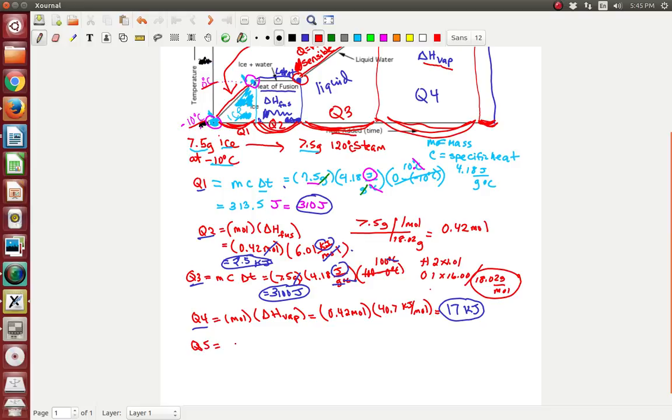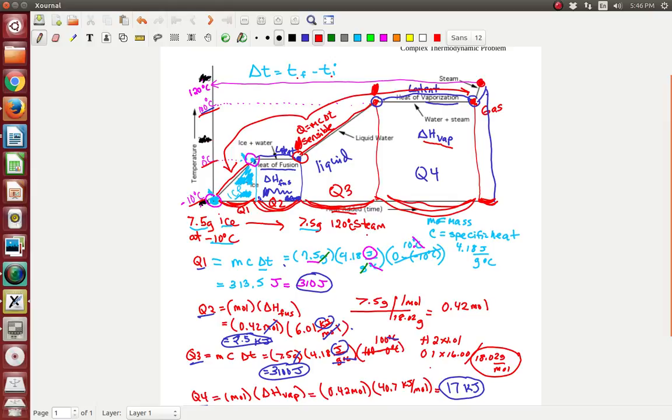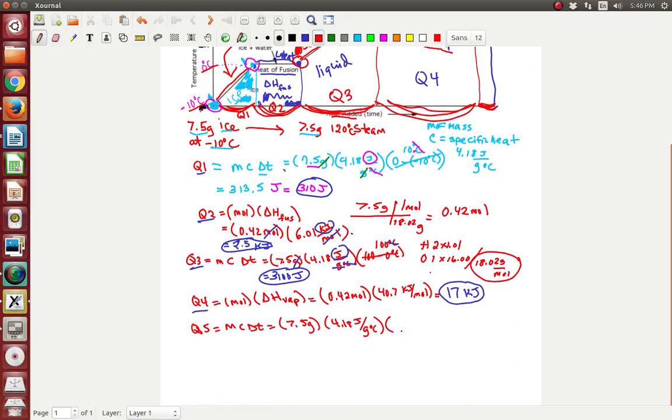And since it's sensible heat, it's MC delta T. The mass is 7.5 grams. The C is 4.18 joules per gram degree Celsius. And the delta T this time, what's the delta T? Let's look at it. T final is right there, and that is 120 degrees. T initial is right here, and that's 100 degrees. So the final minus the initial is going to be my delta T. 120 minus 100, so it's 20 degrees Celsius.